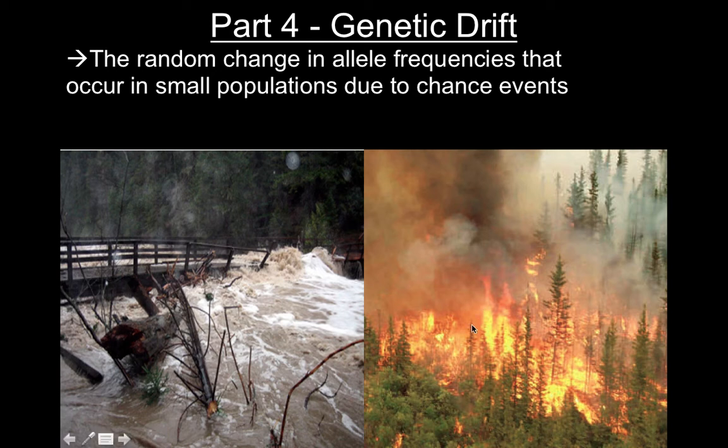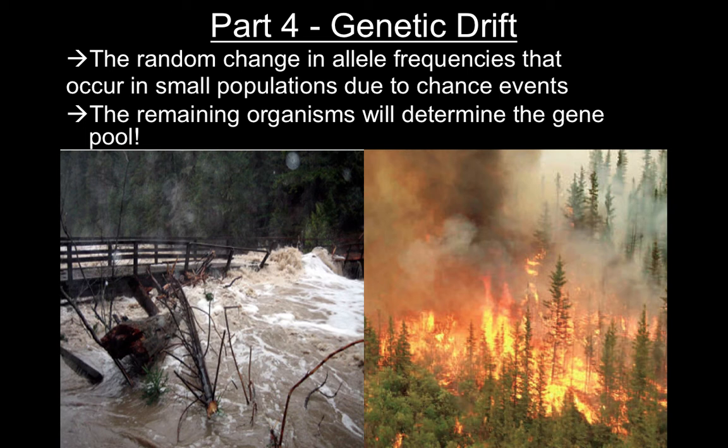Or let's say the forest fire did the same thing, and let's say it only killed the brown ones. Now they're 100% green. So these random events in genetic drift could drastically alter the allele frequencies in the gene pool and cause the evolutionary path to change. That's because the remaining organisms will determine the new gene pool and the evolutionary path that this species is on. All right, and there's two types.